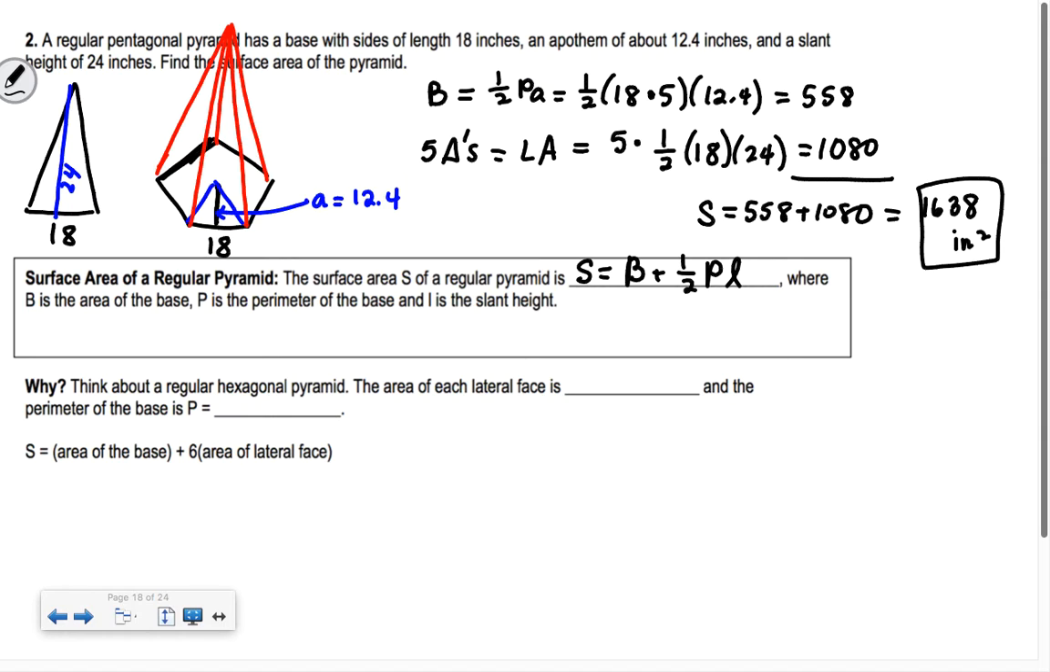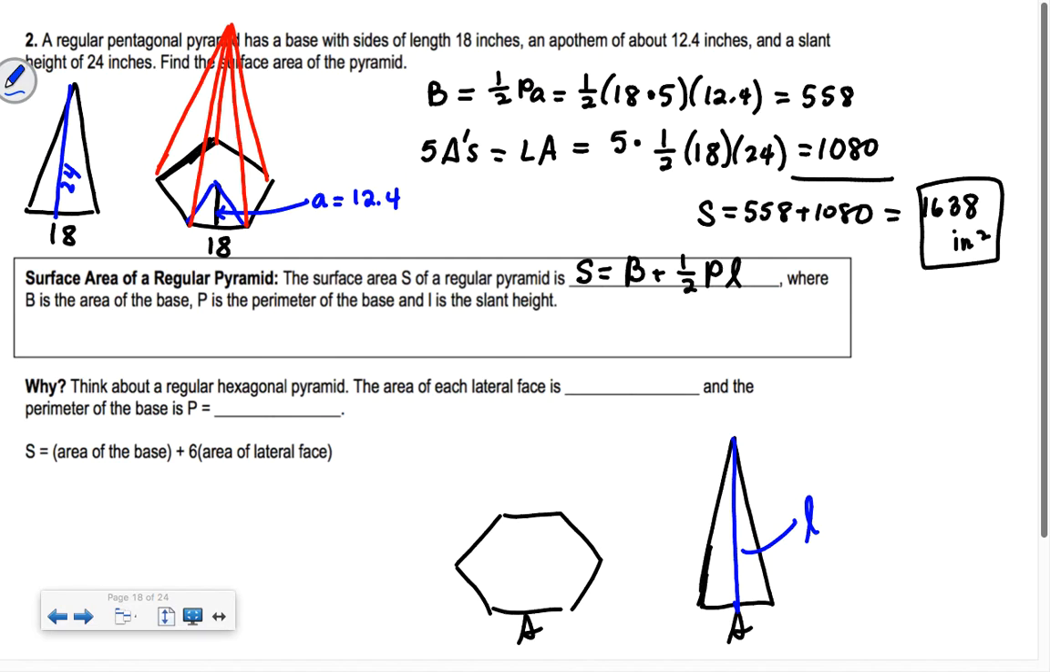So it says think about a regular hexagonal pyramid. So let's say we have a hexagon along the bottom. The area of each lateral face has to do with our side length and our slant height. Here I'll draw my lateral face on the side. It has our side length, whatever our side length is, and then it has L, our slant height. So the area for each of those lateral faces is 1/2 times S times L.